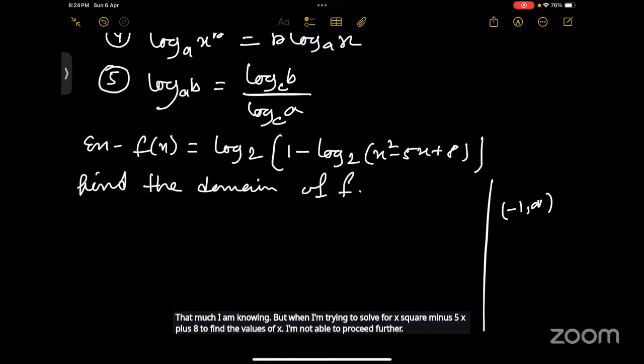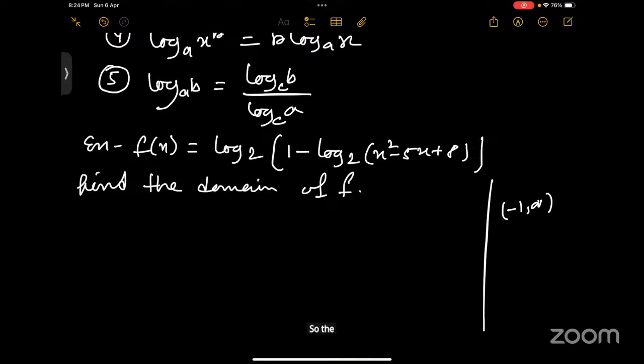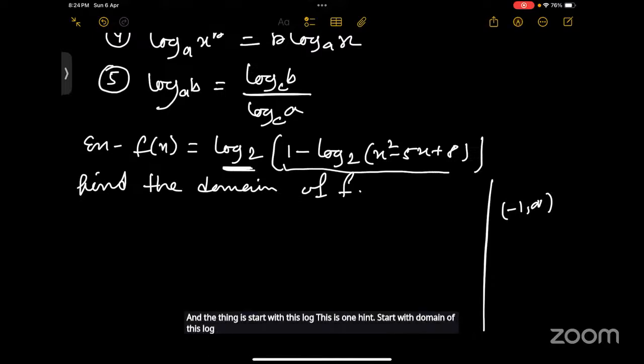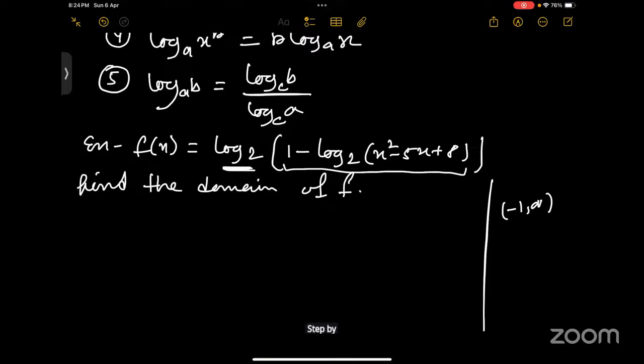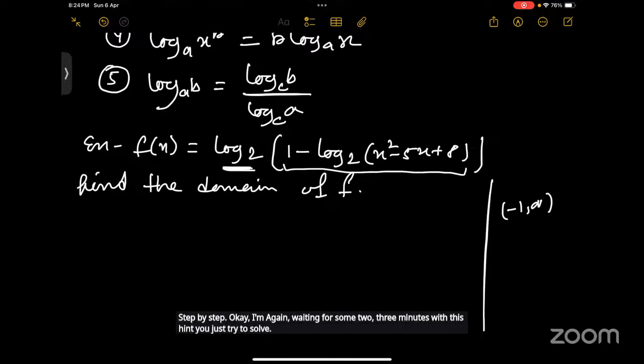Okay. So the hint is you have to use the formulas to do that. And the thing is, start with this log. This is one hint. Start with the domain of this log, then come to x step by step. Okay, I'm again waiting for some 2-3 minutes. With this hint, you just try to solve.